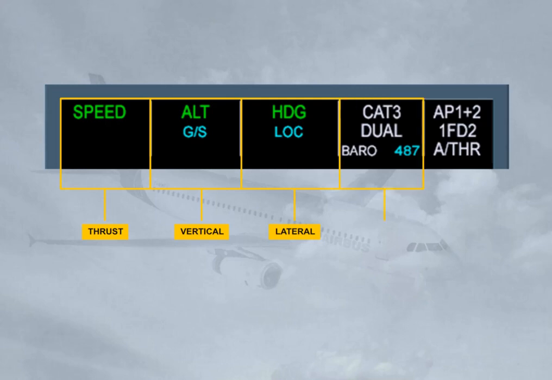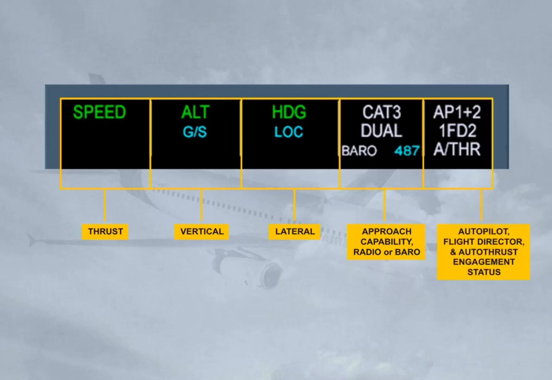The fourth one gives the approach capability of the auto flight system and the radio or baro, with the related value as entered on the MCDU performance page. The last column displays the engagement status of the autopilots, flight directors and auto-thrust systems.